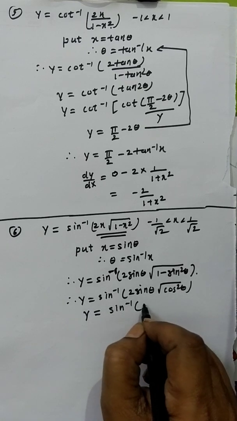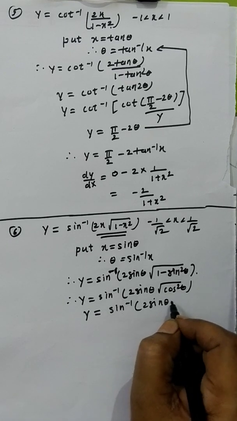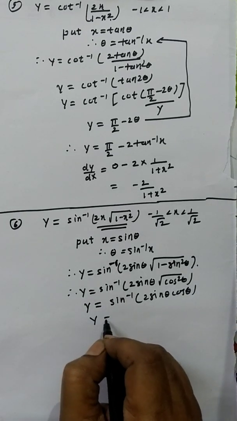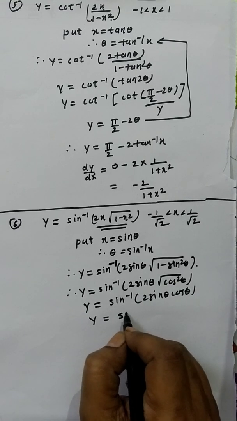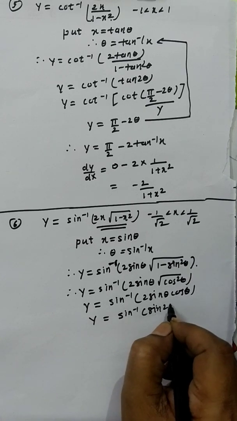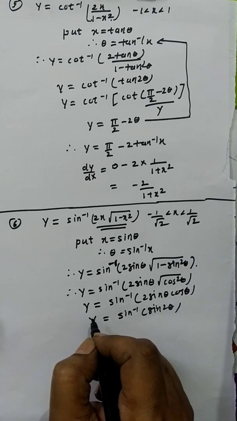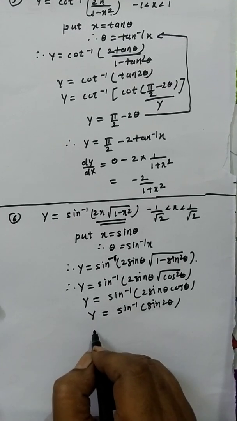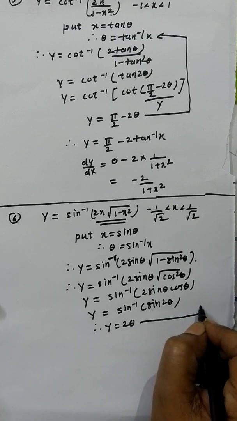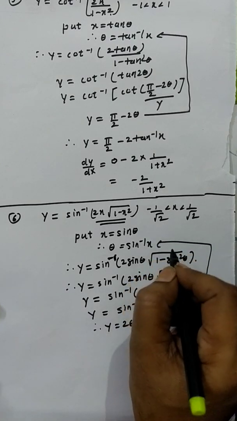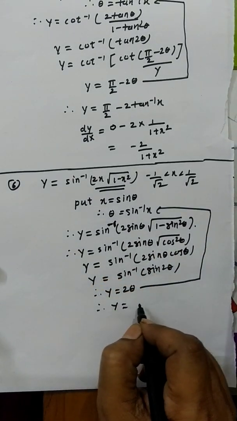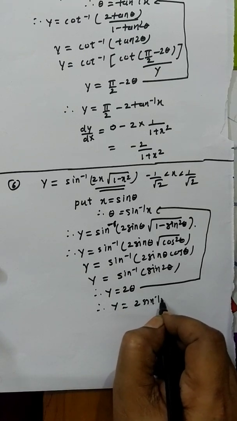So this is sine inverse of 2 sine theta into cos theta. But what is 2 sine theta cos theta? It is sine 2 theta. So using multiple angle, we can write this as sine inverse of sine 2 theta. Now this is like sine inverse of sine y. So instead of y it is 2 theta, therefore y equals 2 theta. But what is theta? Theta is sine inverse of x.